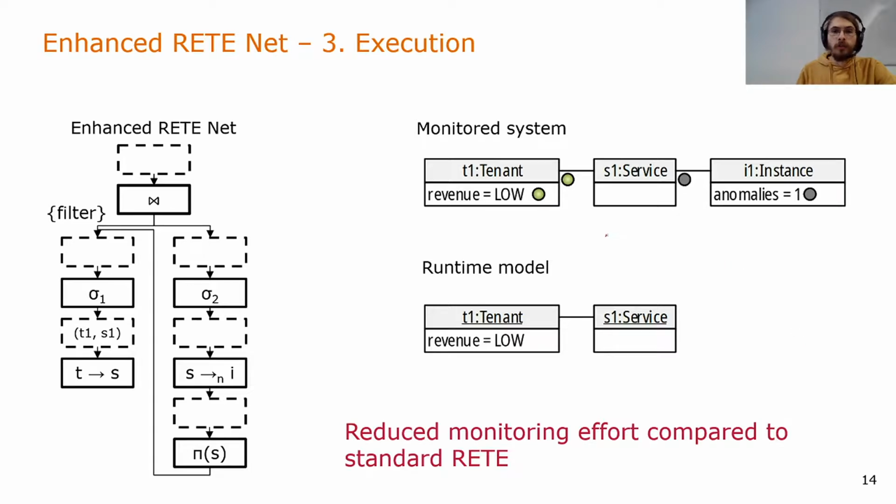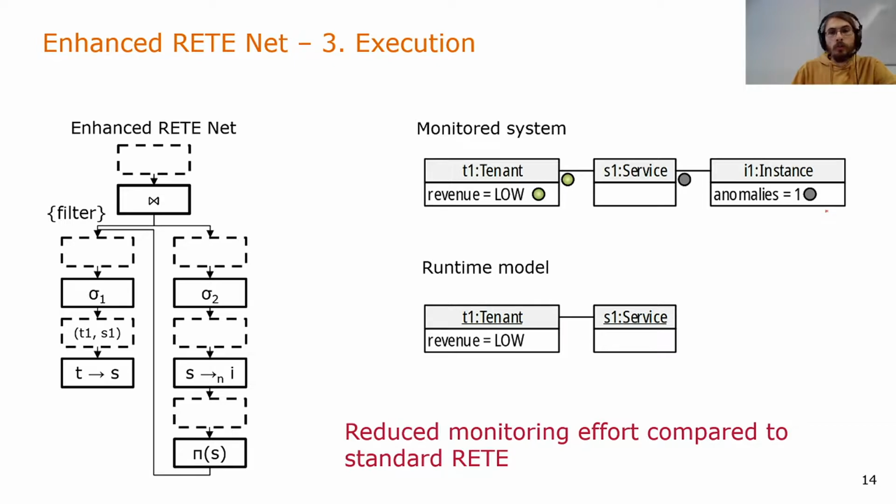And as the check fails, the tuple is not propagated further and the execution is finished. So now in contrast to the standard Rete net, we have skipped the execution of this entire right part of the Rete net, and thereby we were also able to keep the monitoring for these two properties, the outgoing edge or the connector of the service and the number of anomalies of the instance, inactive.